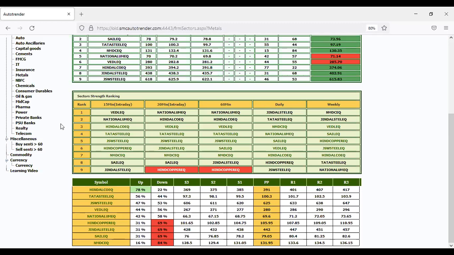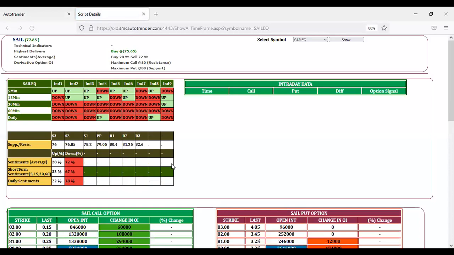There is no point taking a short trade on National Aluminium, but you can always take a short call on Hind Copper or SAIL or Jindal SAIL. Jindal Steel, don't take a short position, because it is on the top end of the bracket in the daily time frame. So the best play is either SAIL or Hind Copper. Say select SAIL. SAIL you can see over here.